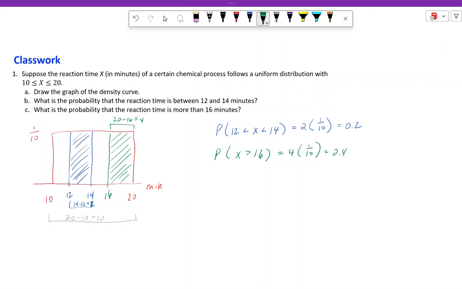So when you're doing uniform distribution probabilities, you first want to draw the original distribution curve, which is your rectangle, and its original boundaries, in this case 10 and 20. Figure out what your height is going to be, and then begin to answer the probability questions.